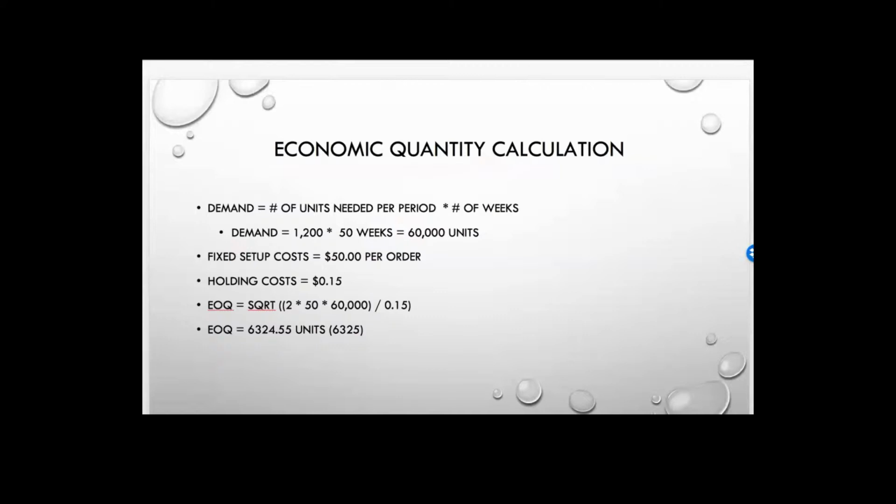Demand is the number of units needed per period times the number of weeks. The textbook, I think, says 50 weeks for a year, which is standard, I guess. I've seen 50, I've seen 52, and a few times I've seen 48. It just depends. And just so you know, economic order quantity doesn't have to be done for a year. You can always do a quarter. You can do 6 weeks, 8 weeks.